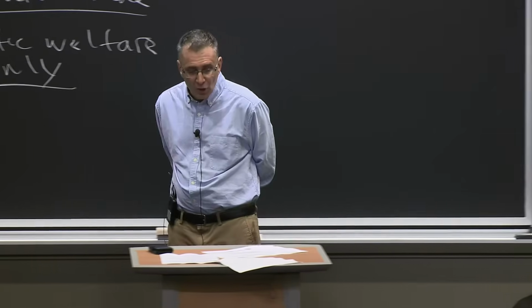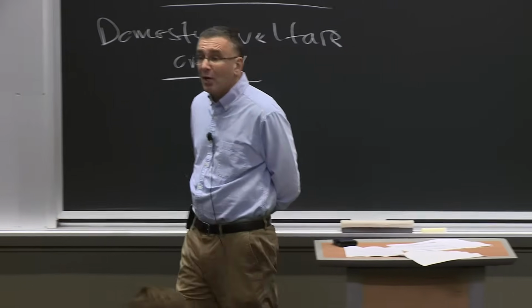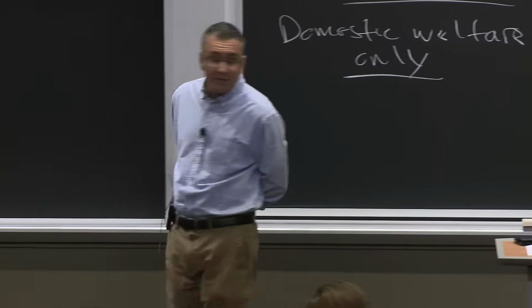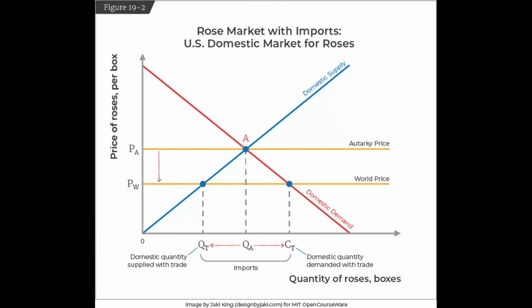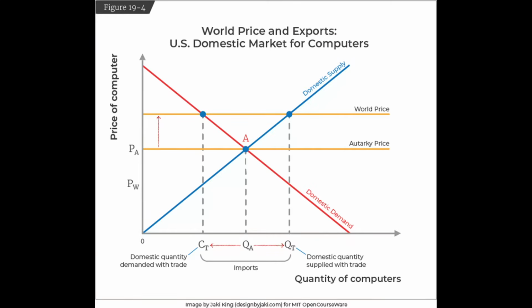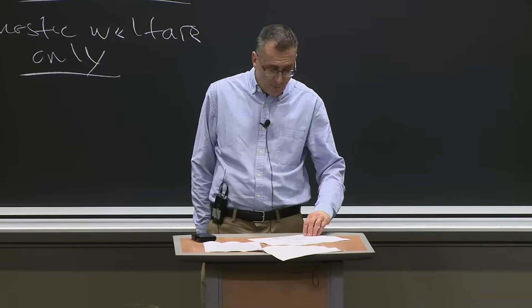Okay? So we have the flip side. Before, in figure 19.2, if you flip back and forth, we had consumers wanting more than producers domestically were willing to make. So you had imports. Now we have domestic consumers wanting less than domestic producers are willing to make. So you have exports. What are the welfare implications?